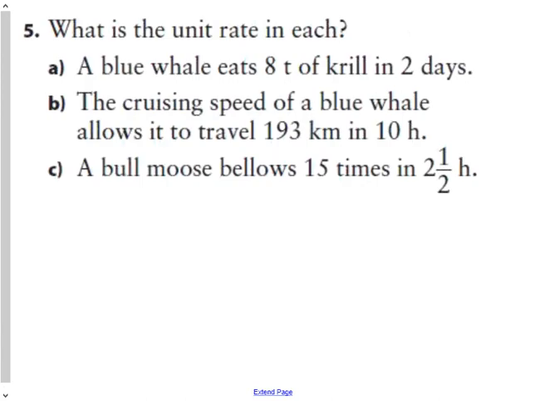Do we have to do 5? No? We did 5, okay. A blue whale eats 8 tons. That T stands for tons. And a ton, just so you know, in metric is 1,000 kilograms. 1,000 kilograms are roughly 2,000 pounds, they say. So a ton is roughly 2,000 pounds or 1,000 kilograms of krill in 2 days.